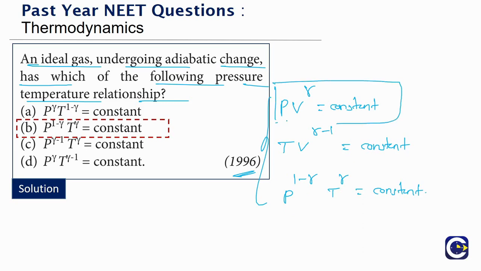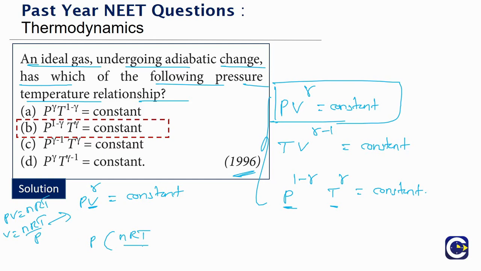But if you are not willing to remember all the three, if you just want to remember this first equation, you should know how to derive the others. Say I'll remember only PV power gamma is equal to constant, then I should know how to derive. If they are asking pressure temperature, I should not have volume. So from the ideal gas equation, V is nRT by P. So I'll substitute: P into nRT by P, whole power gamma, is constant.